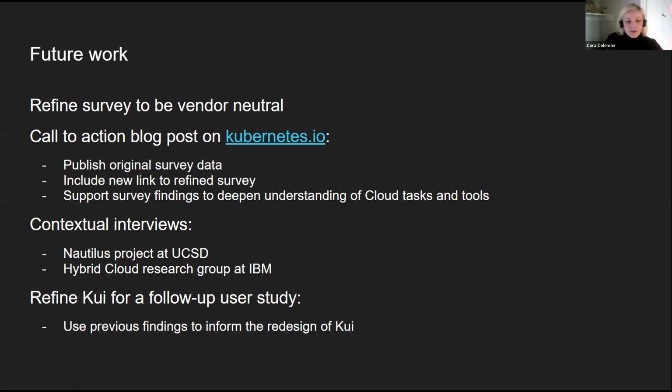And also refining CUI. That's something that I hadn't mentioned in the presentation, but that's a research project that Nick is working on, and it's like a hybrid tool for Kubernetes, or just for coding, but for Kubernetes. And we want to use our previous findings to inform a redesign of the system. That's an ultimate goal, but also an ultimate goal is just to more deeply understand the breakdown of time and productivity and people using these tools.